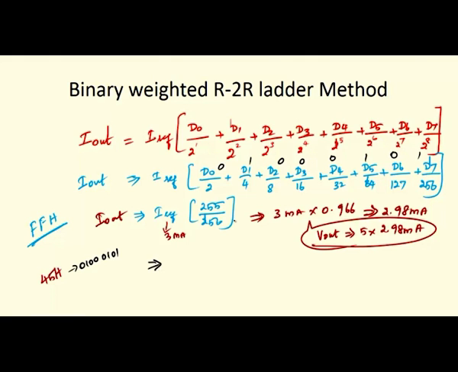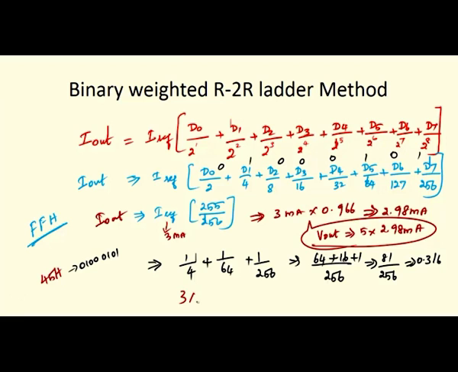Now you can get the values that are available: 1 by 4 plus 1 by 64 plus 1 by 256. Take the common LCM 256. Then here 64 plus 16 plus 1, so you get the value of 81 by 256. This fraction value is 0.316.